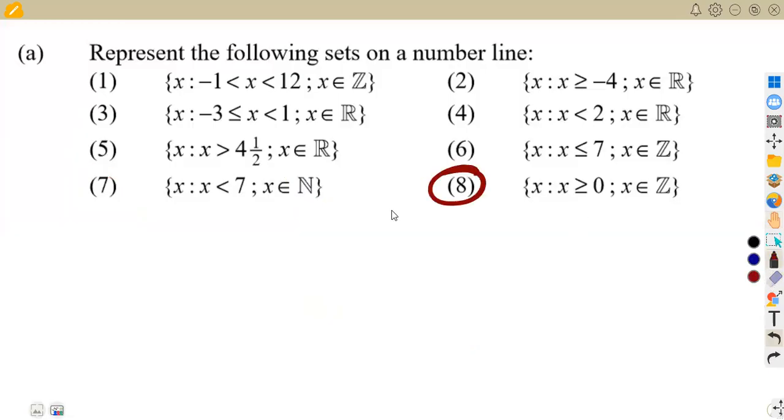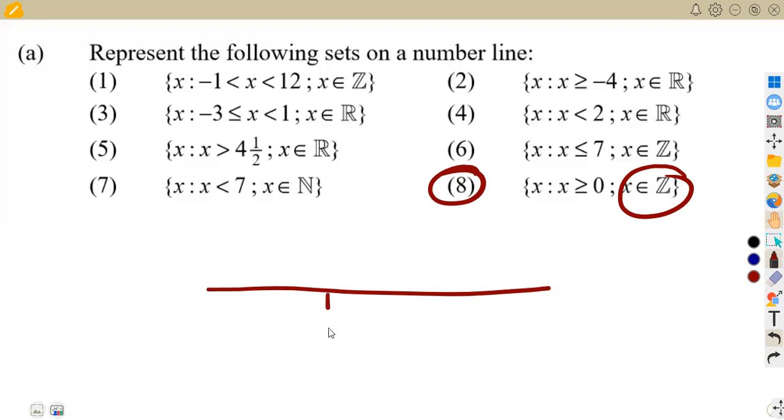Question number 8, x is such that x is greater than or equal to 0, meaning to say 0 is there, but this x represents integers. So Z for integers. So if they are integers, it means this is our 0 here, 1, 2, 3, and so on. So I'm just going to indicate maybe this is 1, this is 2, this is 3, this is 4, 5, and so on. So I know that these are integers, and 0 is there because it's greater than or equal to. So I'm going to indicate 0, 1, 2, 3.